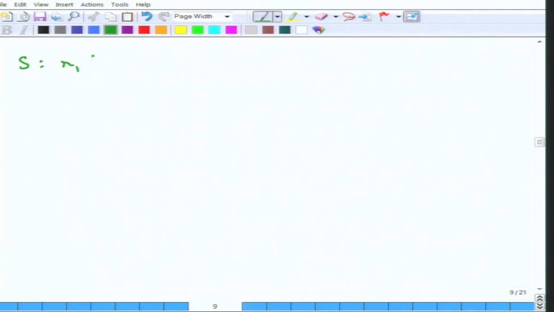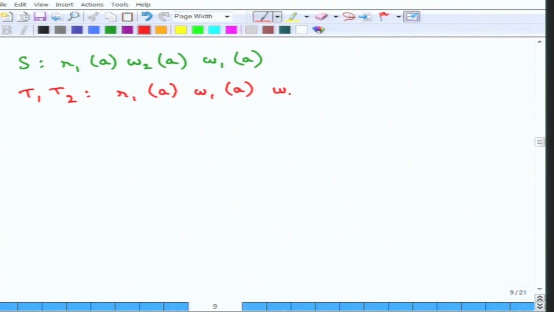Okay. Now let us take another example, which is the following. S is simply R1A, W2A, and W1A. This is a very short schedule, and let us see whether this is equivalent. So T1 T2 is R1A, W1A, W2A. Now let us test whether S is equivalent to T1 T2. Okay, this is fine, but these two have been swapped. Now is this a non-conflicting swap? Can we do that? Let us test it.